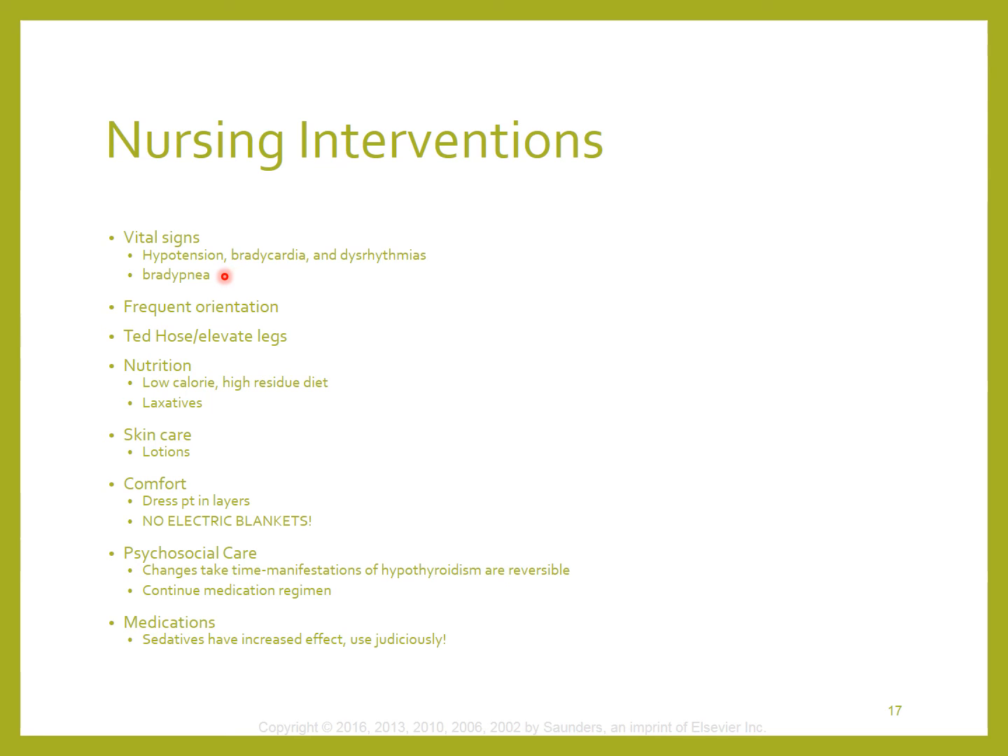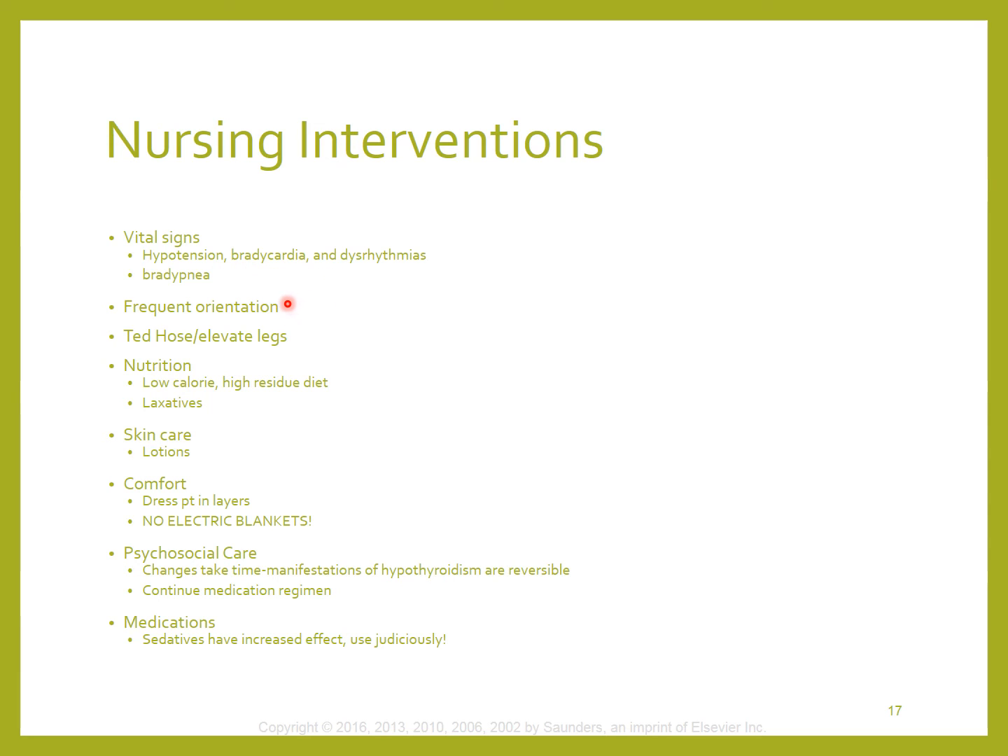The person is going to be more prone to have bradypnea, and so make sure that their respirations are not less than 12. We need to make sure the person's still oxygenating. If they are less than 12, we may need to do an ABG and see if this person needs supplemental oxygen.